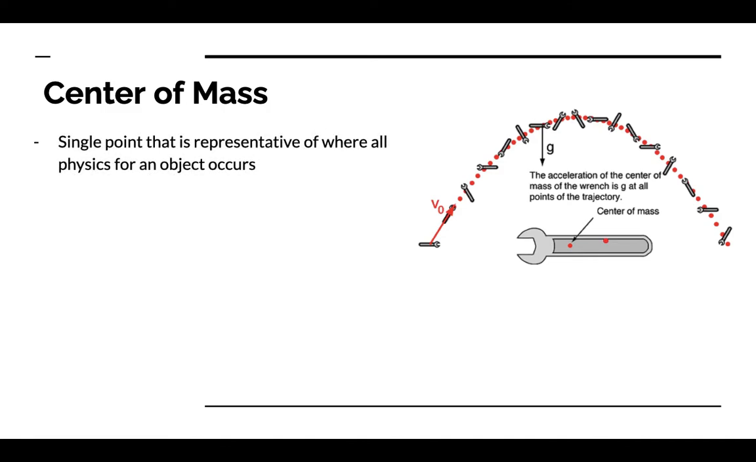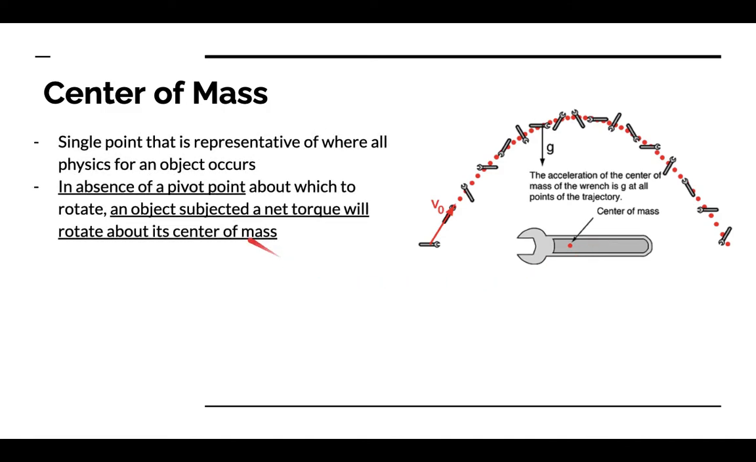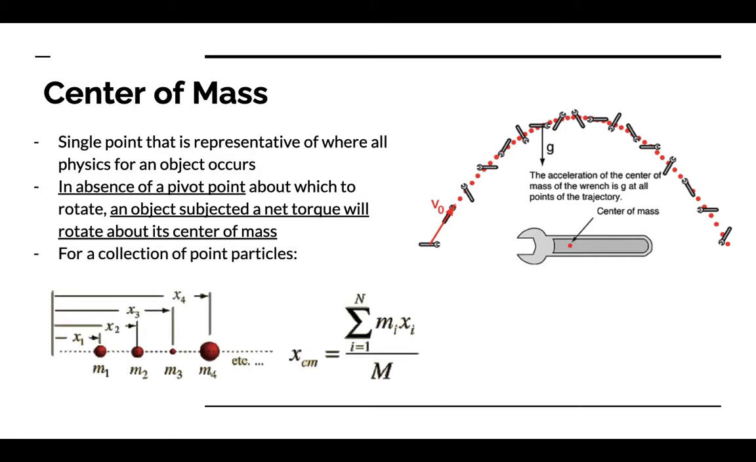Center of mass, the single point that is representative of where all physics for an object occurs. In the absence of a pivot point about which to rotate, an object subjected to a net torque will always rotate about center of mass. For a collection of point particles, the center of mass is what we call a weighted average.